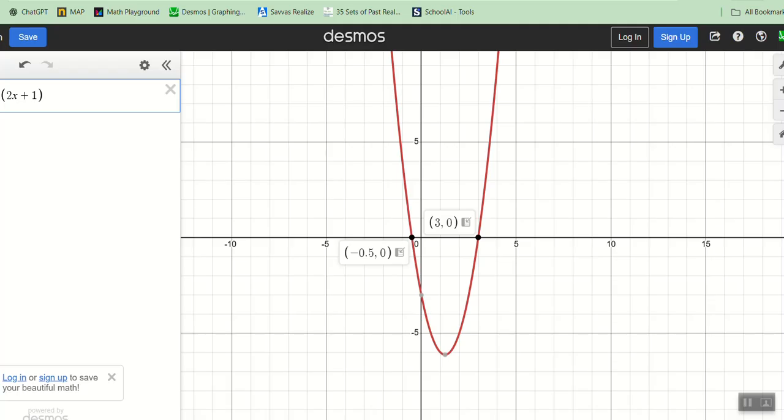Who's confident? Tell me where it's negative. Between which x values? Sure. Michaela, what do you think? Where is this function negative? Between which x values? Sure. Or positive if you'd rather.